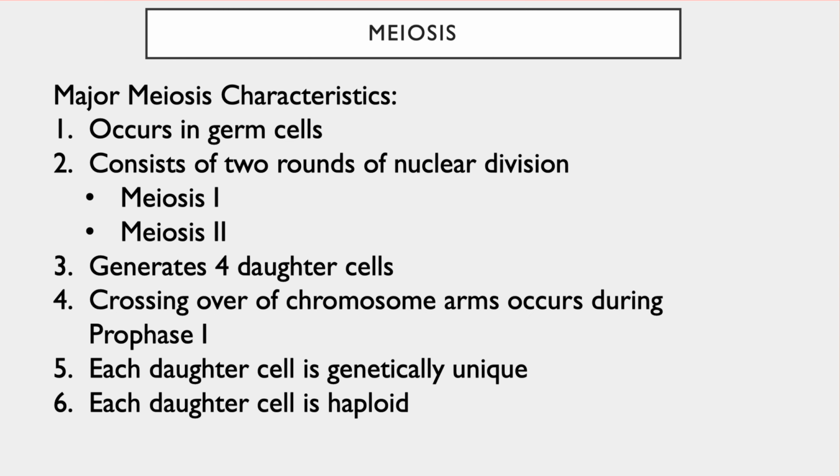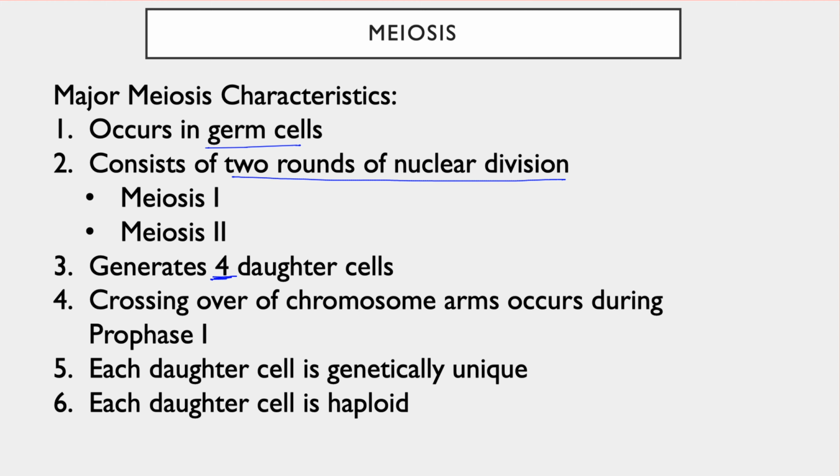So what we want to do now is we want to go through and look at the characteristics and mechanisms of meiosis. And so just in brief overview of meiosis, there's really 6 key things that I want you to know. Number 1, where does meiosis occur? And this is going to be our germ cells. How many divisions does meiosis have? And it turns out there are 2 rounds of nuclear division. How many cells does it generate in the end? 4. And I'm going to skip number 4. I'm going to come back to that one.